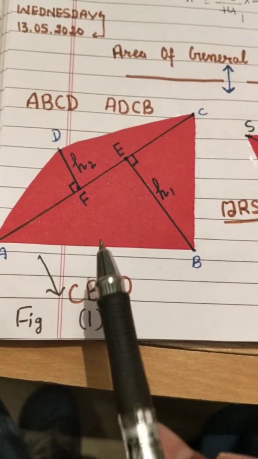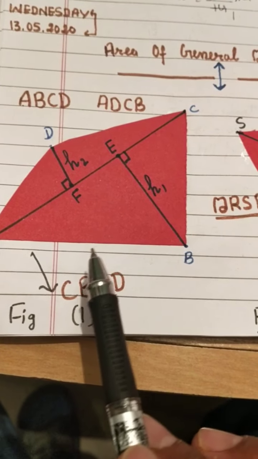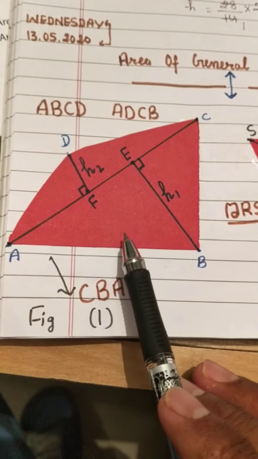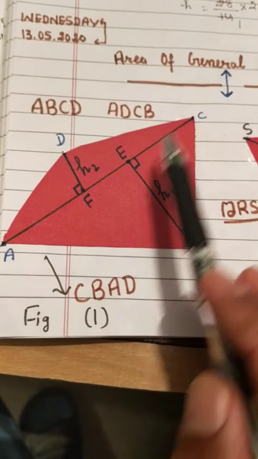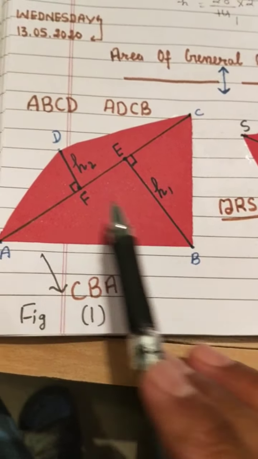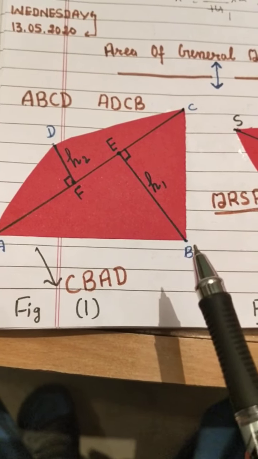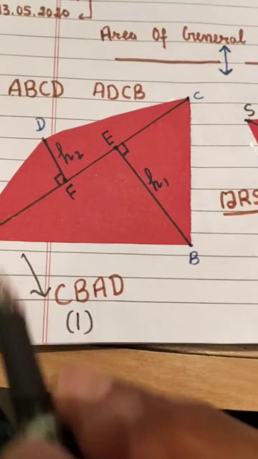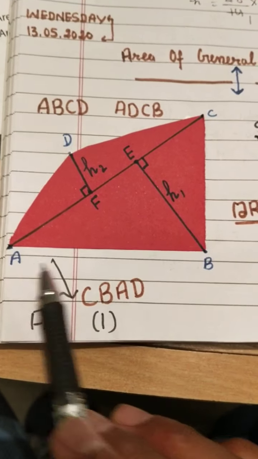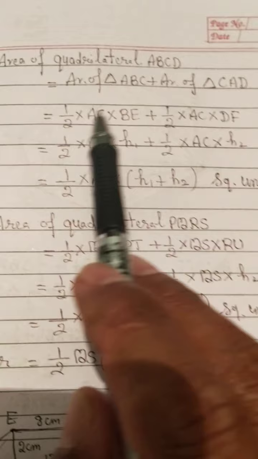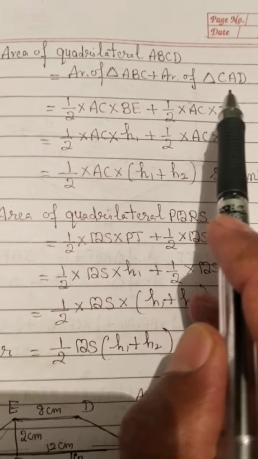So what will be the area of a triangle? Half into base into height. Base will be your diagonal in both the cases. In both the cases, your base will be your diagonal, and H1, H2 are two perpendiculars drawn from the opposite vertices B and D. So area of quadrilateral ABCD is equal to area of triangle ABC plus area of triangle CAD.